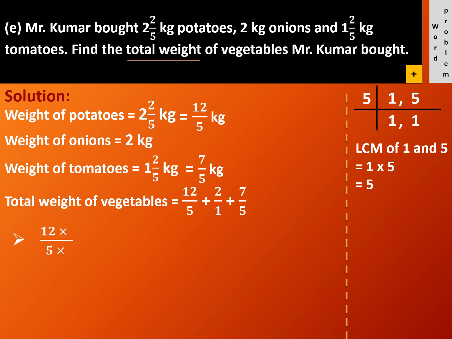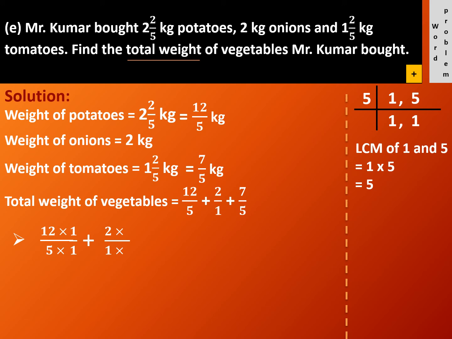So which digit will you multiply to bring 5 in the denominators? Yes, the answer is 1 because 5 1s are 5. So we multiply numerator and denominator by the same number 1. Then write the plus sign as it is. The second fraction is 2/1 and we want 5 at the place of the denominator.